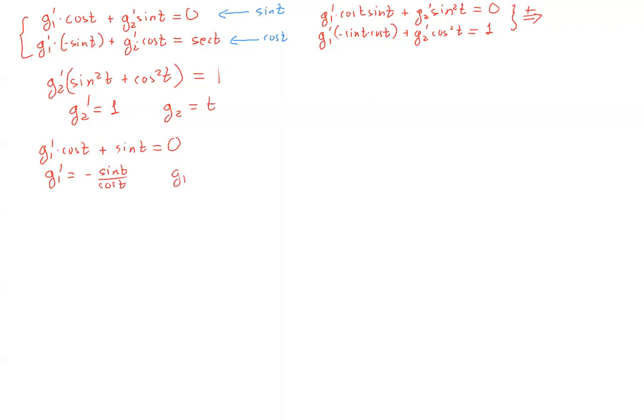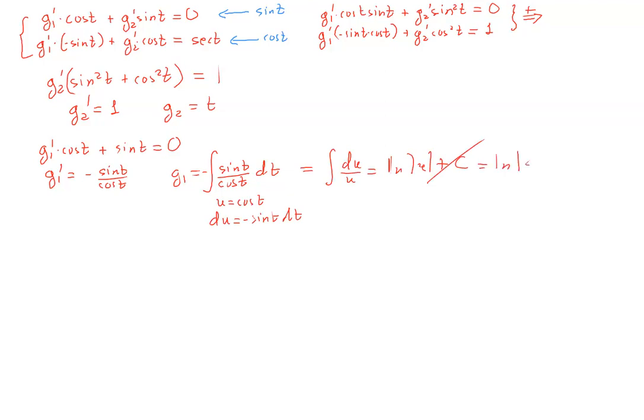So I'm going to get G1 is equal to minus the integral of sine t over cosine t. Do you all remember how to find this integral? It's substitution, right? It's u is equal to cosine t, and du will be minus sine t dt. So you have the minus sine t right there. And this will be du over u, which is ln of absolute value of u. Again, I can put plus c, but get rid of it right away. And that's eventually ln of absolute value of cosine t. And that's your G1.